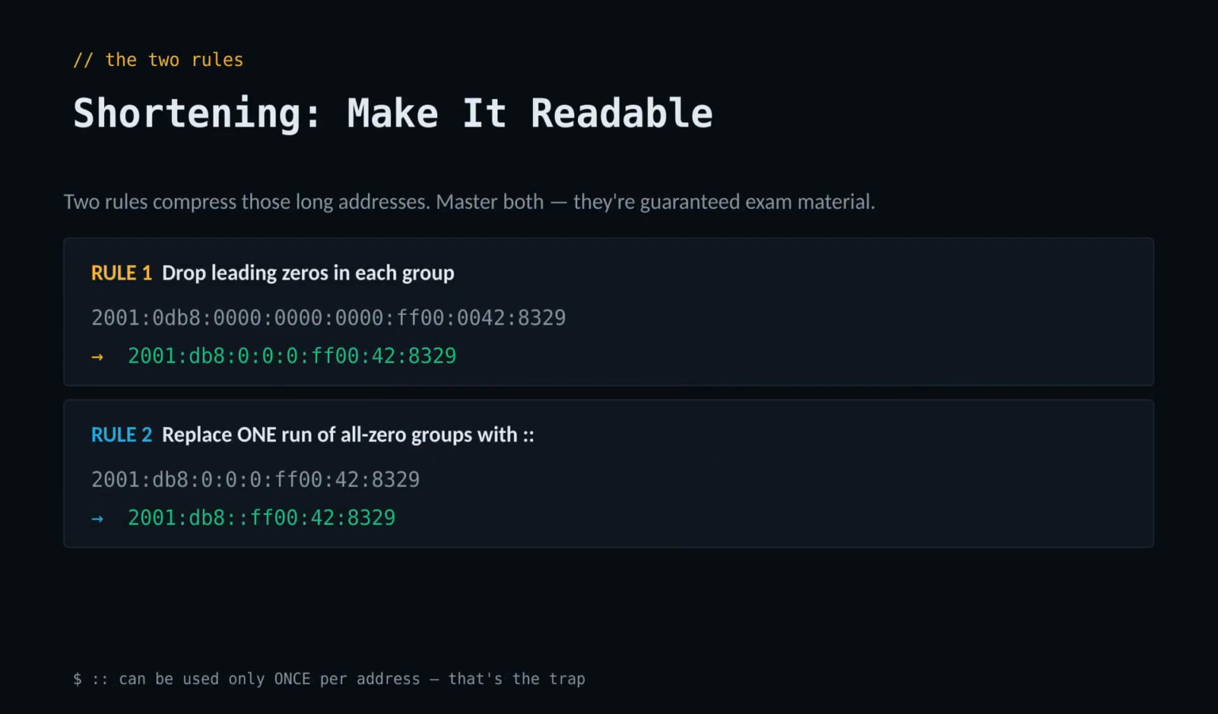Now, writing out all 32 hex digits every time would be painful, so IPv6 gives us 2 shortening rules. First, inside any group, you can drop the leading zeros, so 0db8 becomes just db8. Second, you can collapse one run of all 0 groups into a double colon. Here's the catch, and it's a favorite exam trick. You can only use that double colon once per address. Use it twice, and the address becomes ambiguous.